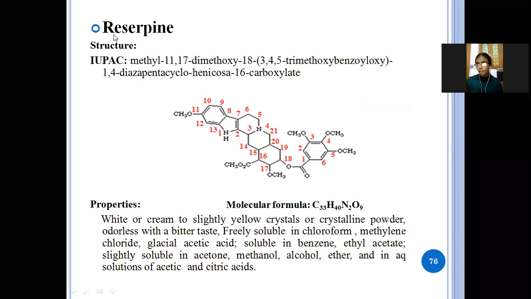Reserpine. The drug name is Reserpine. This is the structure of Reserpine. The IUPAC name is methyl 11,17-dimethoxy-18-(3,4,5-trimethoxybenzoyloxy)-1,4-diazapentacyclo carboxylate. If we see the structure, there are 5 rings. On this 5-membered ring there is a methyl group, and at the 11th position and the 17th position a methoxy group is present. How many methoxy groups are there?